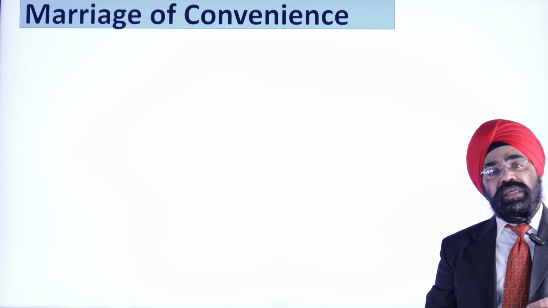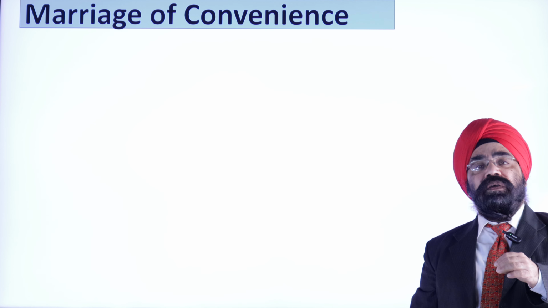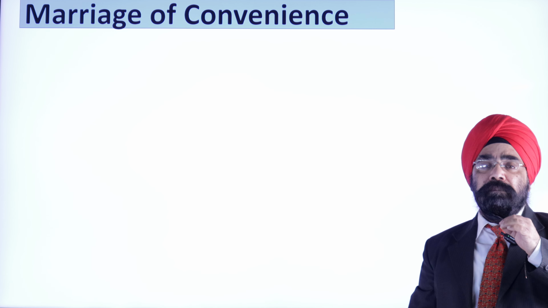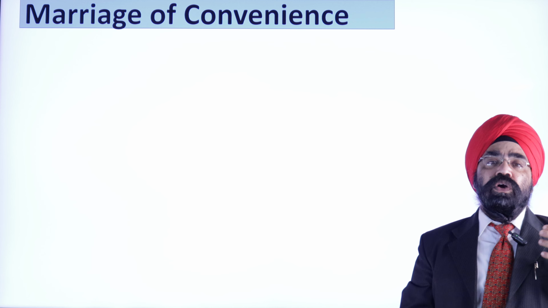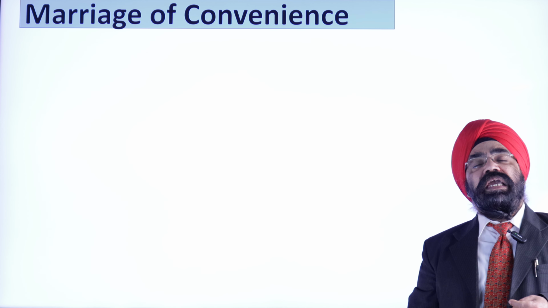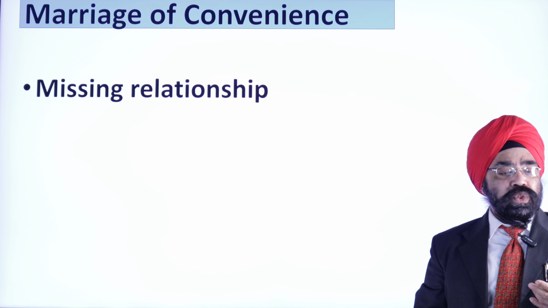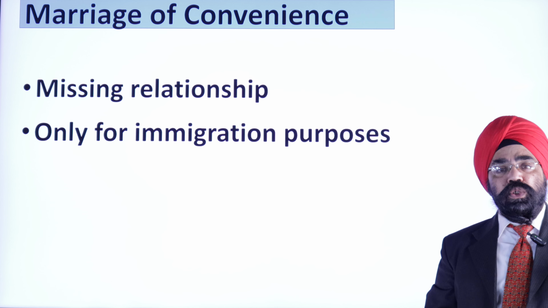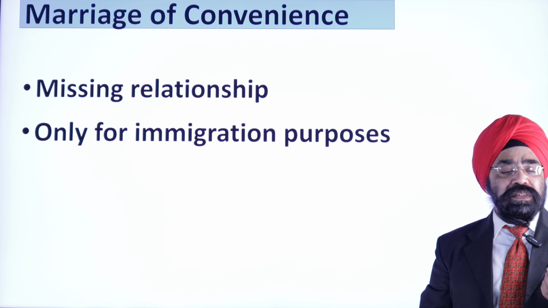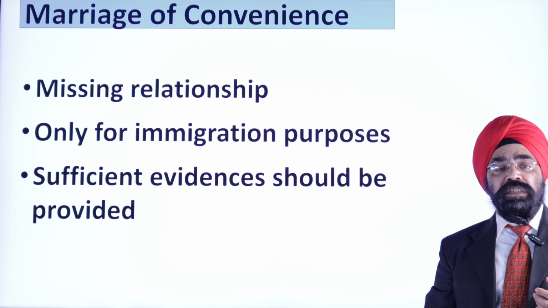Now, marriage of convenience. If the visa officer finds that the application you have put is not a genuine marriage, it is a marriage of convenience, then they can not only ban that but also deny that. So that is very important. You should show sufficient evidence that this is a genuine marriage. So that's about the 10 important things which can lead to the refusal of a spousal application.